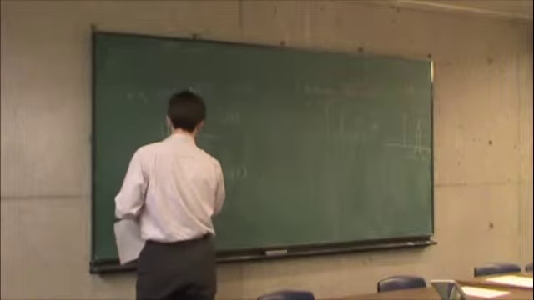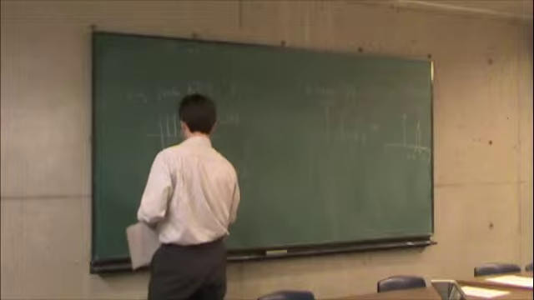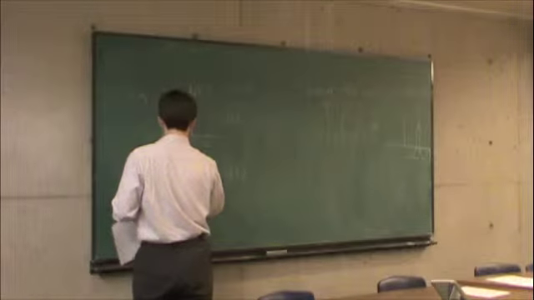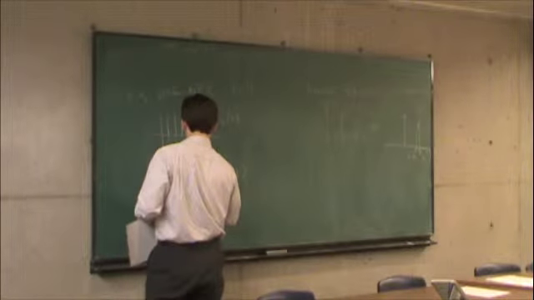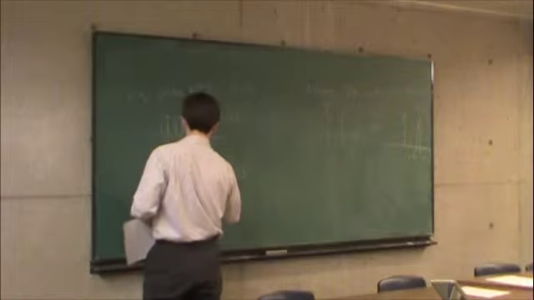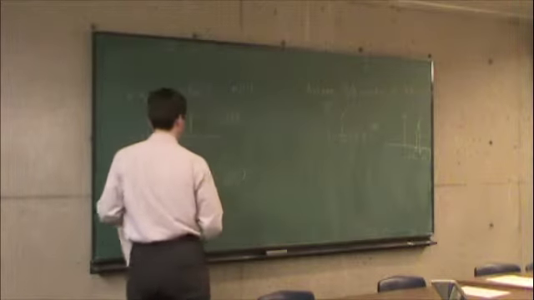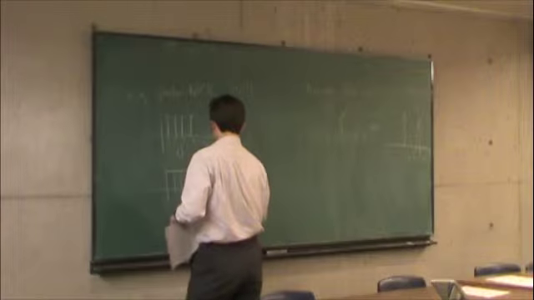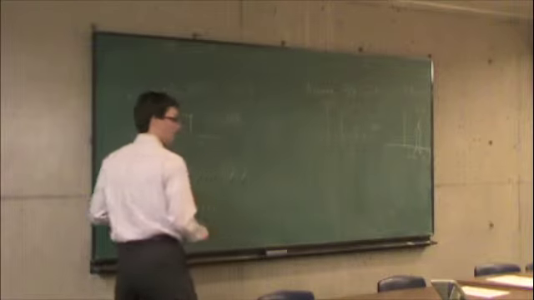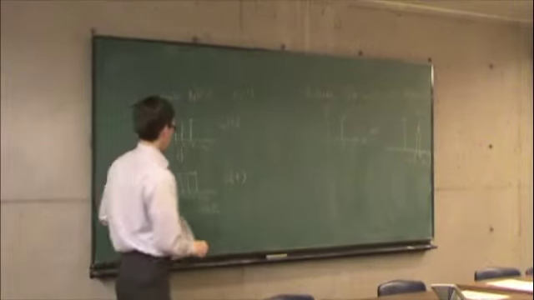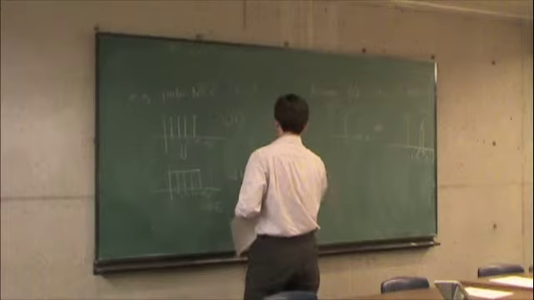Another rectangle goes from Ts to 2 Ts. Another rectangle goes from 2 Ts to 3 Ts. Another one goes from 3 Ts to 4 Ts. And furthermore, 4 Ts happens to be TB. So in fact, S0 of t looks like this.